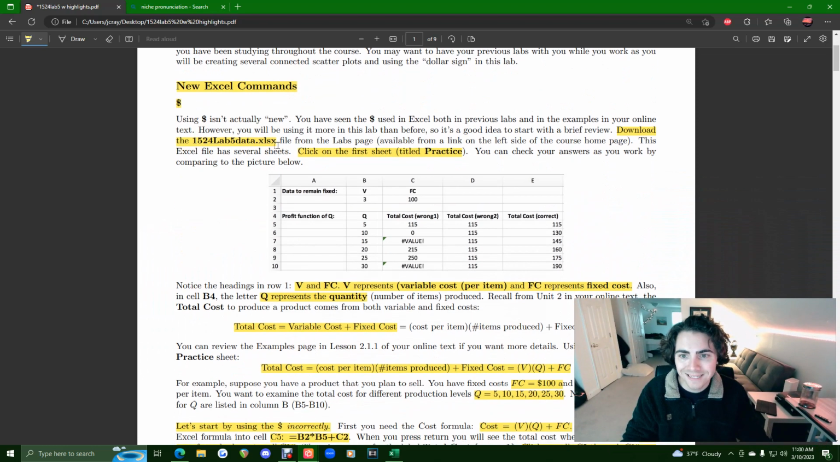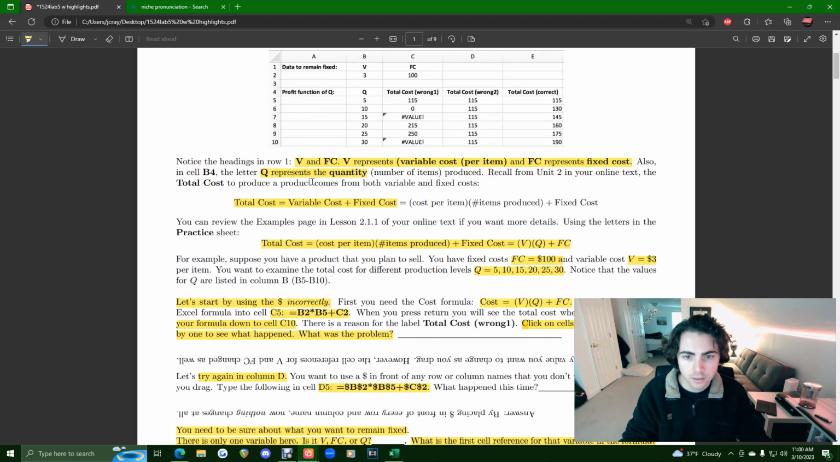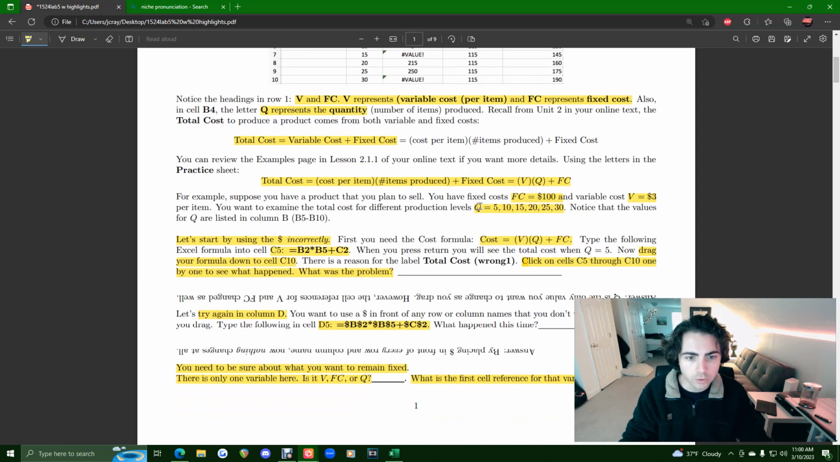Dealing with new Excel commands, the $ sign. It's not new. You used it before. They say download the data, click on the first practice sheet. So VFC: variable cost, fixed cost, quantity. They're kind of going over old equations you should be familiar with. Fixed cost is 100, variable cost is 3, quantities are given.